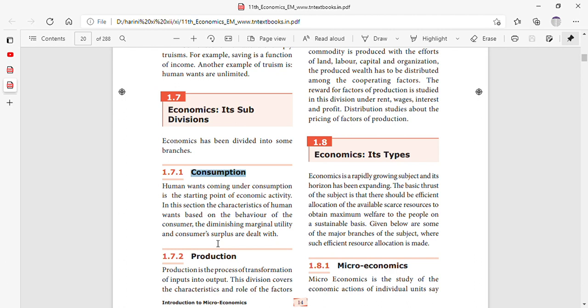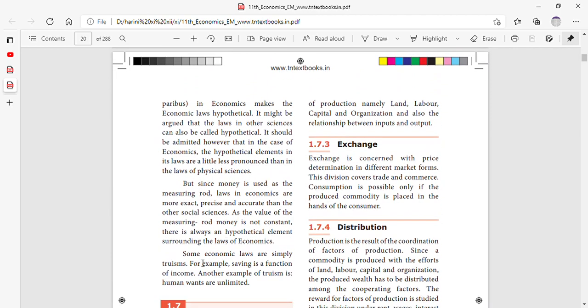Okay. So production, what is production? So ஒரு பொருளை வந்து இன்னொரு பொருளா மாத்துறது, that is production. So if you are having milk, if milk is converted into milk powder, it is called production. Exchange. So ஒரு பொருளை வாங்கி விக்கிறீங்க, that means exchange.